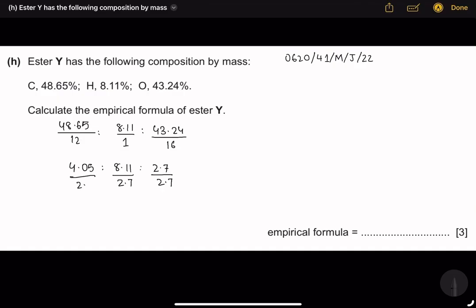So 2.7 is the smallest of all, so we'll divide all of these by 2.7, and we will be getting 1.5, 3, and 1. Now in a formula we cannot write decimals, so we can multiply this by 2. So we'll be getting 3 is to 6 is to 2. So our empirical formula will be C3H6O2. Now the next question.